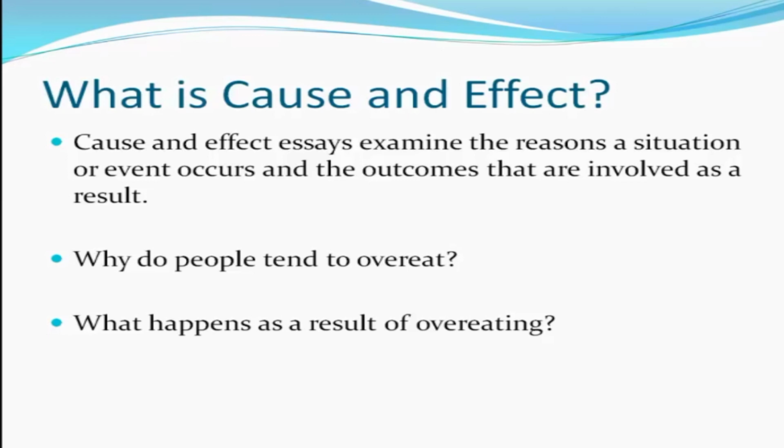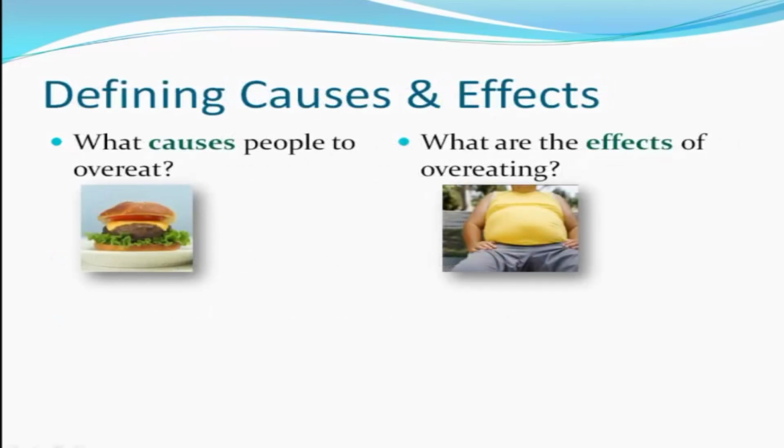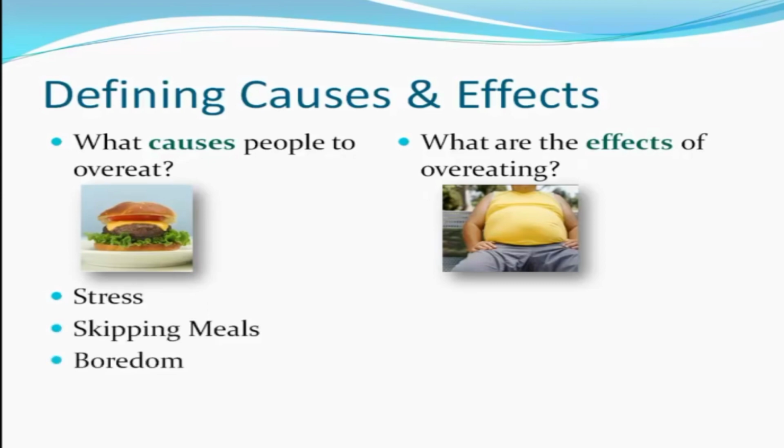By brainstorming possible causes and effects for each question, that could become an outline for an essay assignment. Okay, let's take a look at the first question. What causes people to overeat? Here are some possible causes for overeating: stress, skipping meals, boredom. Now, to use these points in an essay, you would need to think of more detail and examples to support each of these points in the body of an essay.